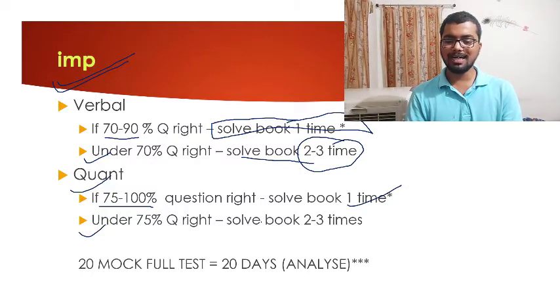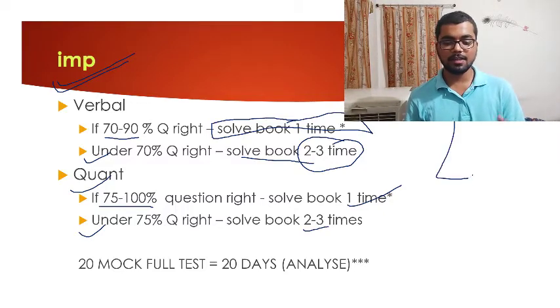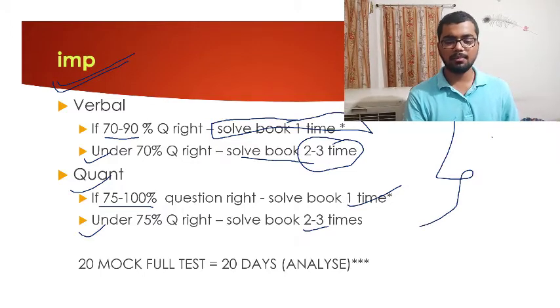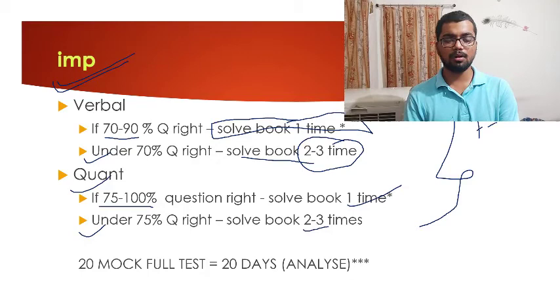If you're able to solve under 75% of questions right in any book, then I recommend you solve the book at least 2 or 3 times, because it's very important to know what mistakes you have previously made, so that you are not making the same mistake repeatedly. So it is very important to follow this strategy. If you do this, you can increase your score approximately 7 to 10 points easily, right?